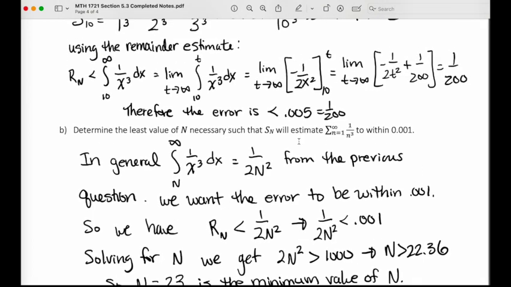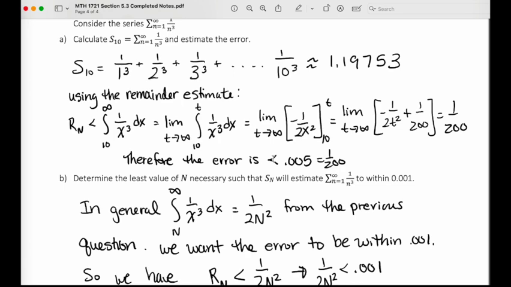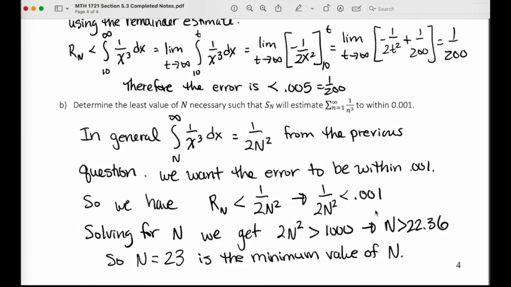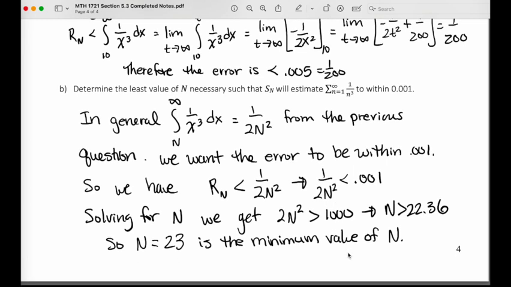So when you want to work backwards to figure out what your value of n is, what number term you have to go out to, you just use capital N here instead of a specific value and set up an inequality to solve for that value of n. And then you know how far you have to go out to be within a certain error.